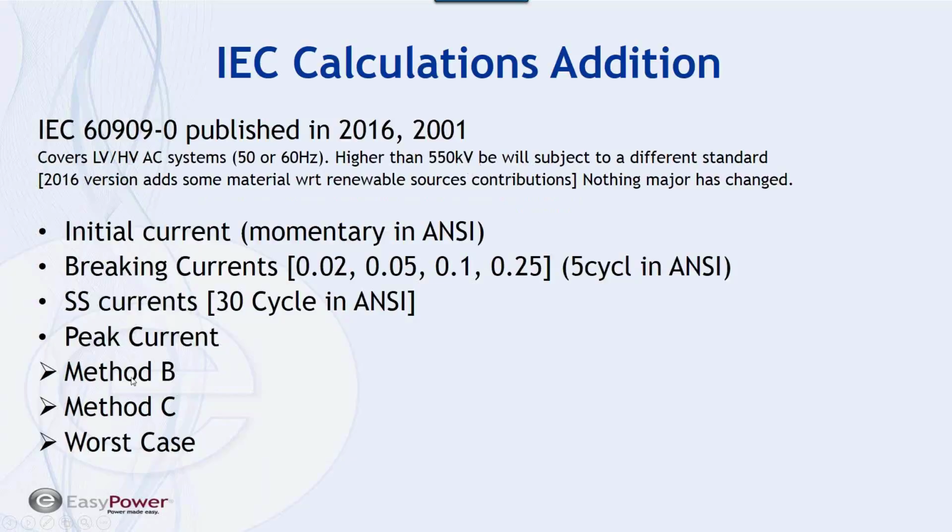Let's start with the currents that we have in IEC, and then after this slide, of course, I'll switch to screenshots of EasyPower 10 so that you can see the implementation. That always helps to understand better. So: initial current, breaking currents, and steady state currents. We also provide methods, and we have implemented method B, method C, and there is an option called worst case. Initial currents, in case you want to memorize them.